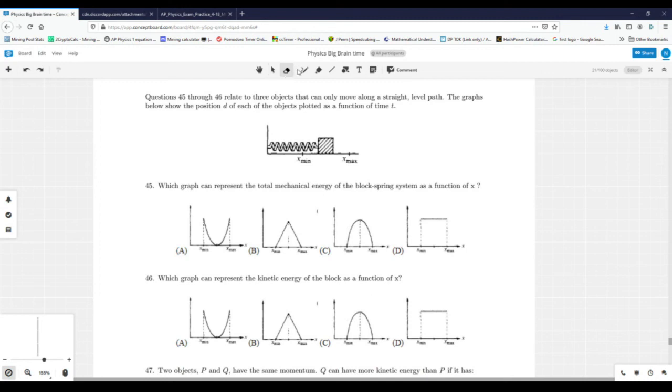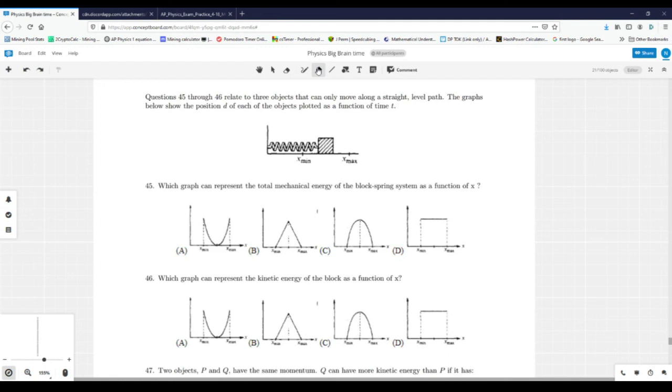Okay, I want to point out this text up here. This is completely wrong. Ignore this text. That was a typo. But just read the question. You have a graph that can represent the total mechanical energy of the block spring system as a function of X.